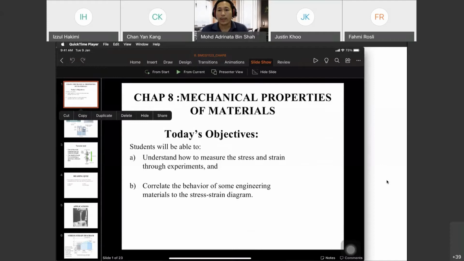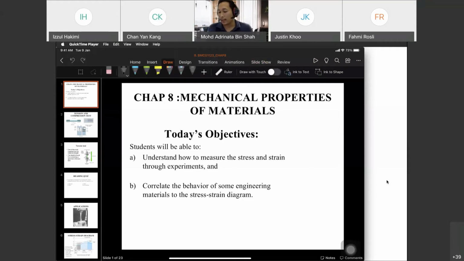So we can have a look at the table and also the diagram of the stress strain. Today's objective is to understand how to measure the stress and strain through experiments. We have some experiments, but they are examples in this chapter, and to correlate the behavior of some engineering materials to the stress strain diagram.